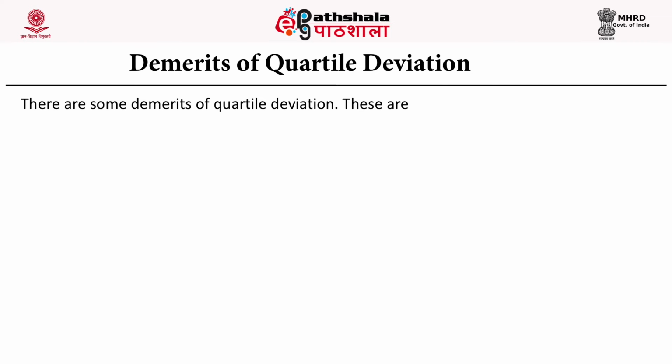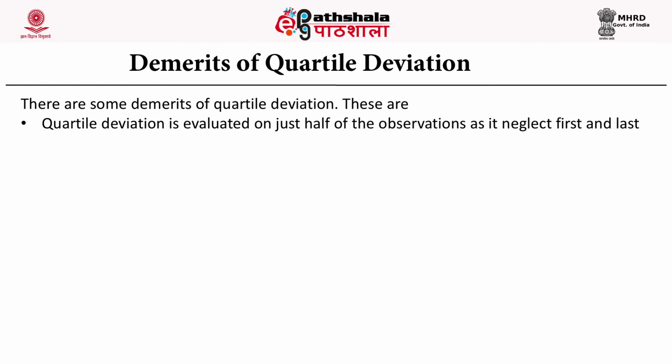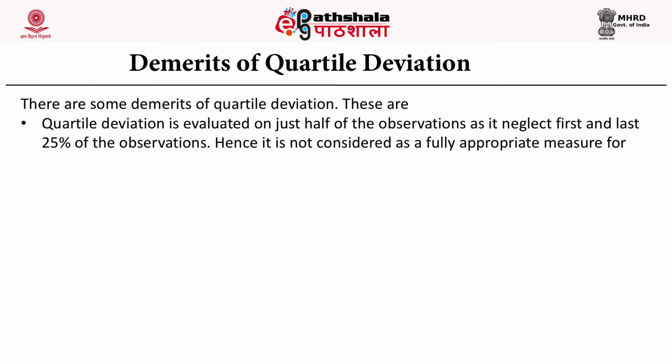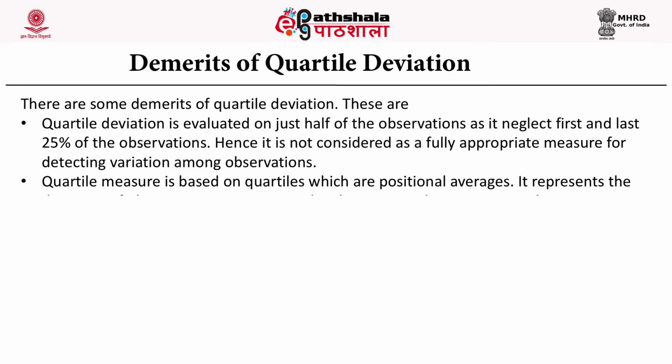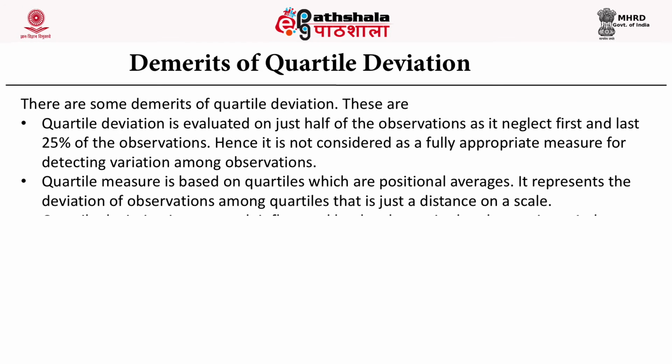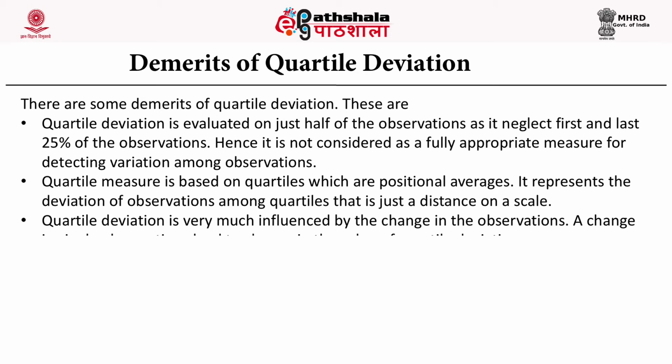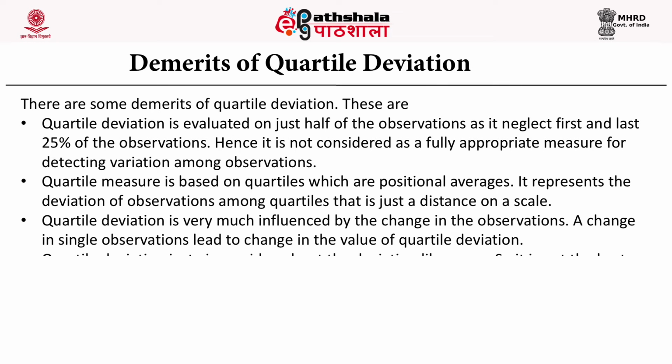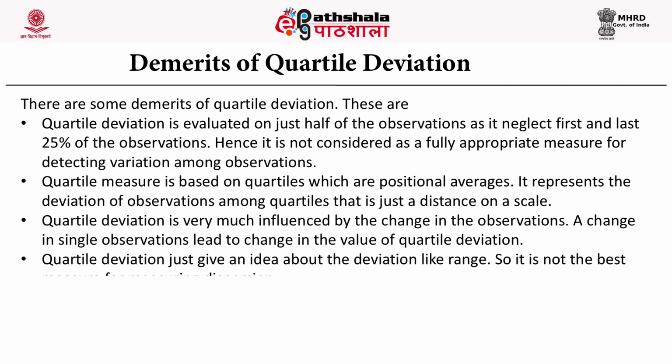Some of the demerits of quartile deviation are: it is evaluated on just half of the observations, as it neglects the first and last 25% of the observations, hence it is not considered a fully appropriate measure for detecting variation among observations. Quartile deviation is based on quartiles, which are positional averages. It represents the deviation of observations among quartiles, that is just distance on a scale. Quartile deviation is much influenced by a change in the observations. A change in a single observation leads to a change in the value of quartile deviation. Quartile deviation just gives an idea about the deviation like range, so it is not the best measure for measuring dispersion.